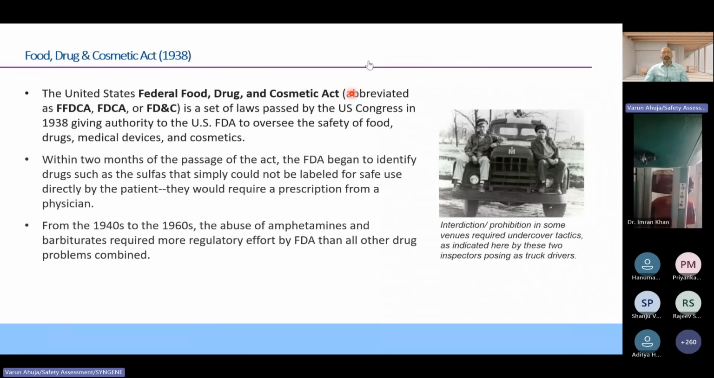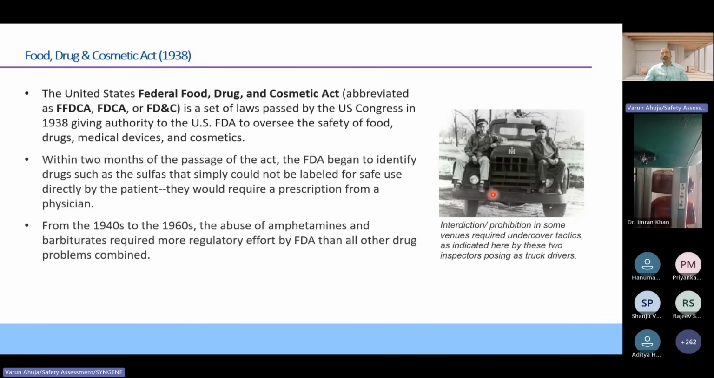So, what happened about the sulfanilamide issue, which I presented in the last slide? Earlier it was sold as an OTC drug, over the counter drug, but FDA said that yes, you need a prescription for this medicine. And from the 1940s to 1960s, there was a lot of abuse because of amphetamines, barbiturates, and FDA had to make a lot of efforts to control that.